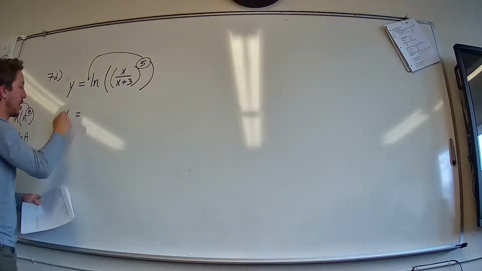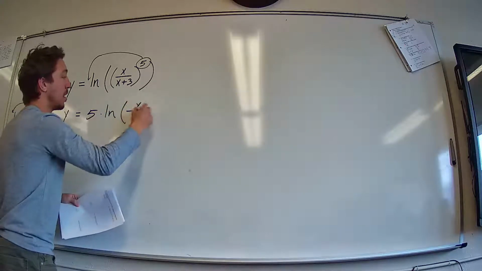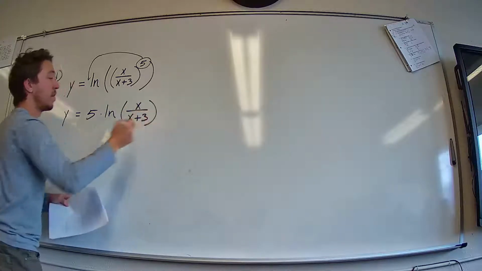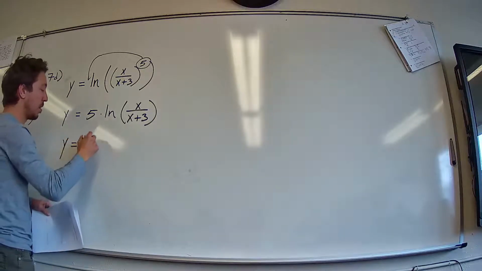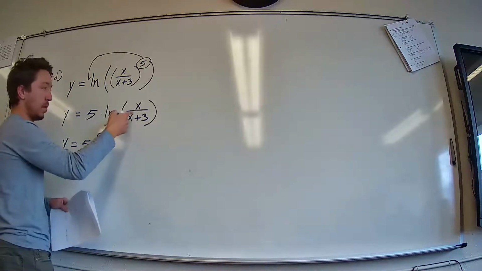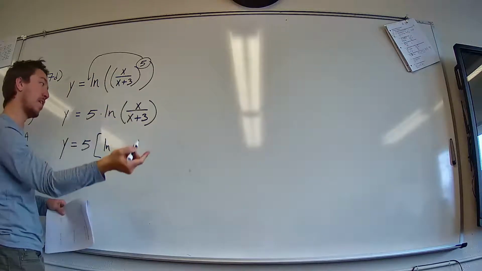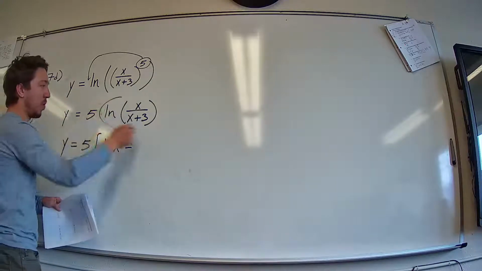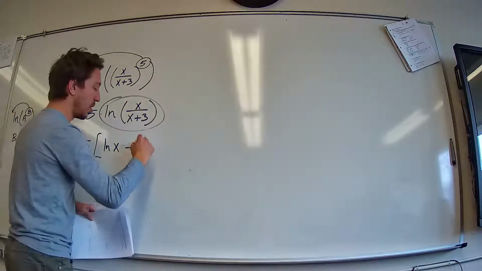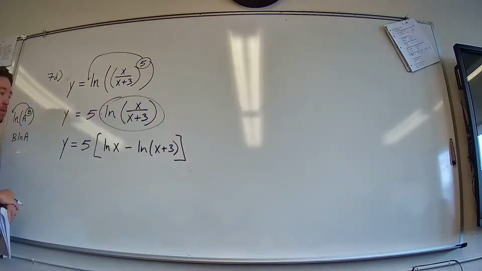So the first step is just to say, I haven't done any derivatives yet, I've just rewritten it in this new form. And then what? I've got a log of a over b, which becomes log of a minus log of b. Notice the 5 is being multiplied by this whole thing, so you have to use parentheses. Is that cool?